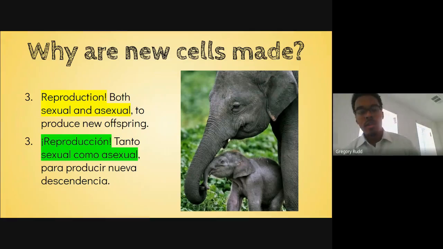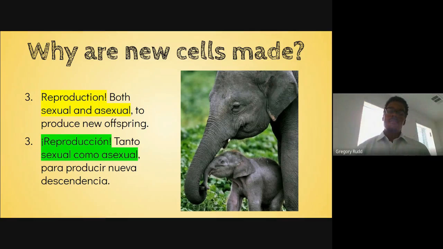And lastly, we make new cells for the purpose of reproduction. And reproduction can be both sexual and asexual. The goal is to produce new offspring. We need new cells to do that.